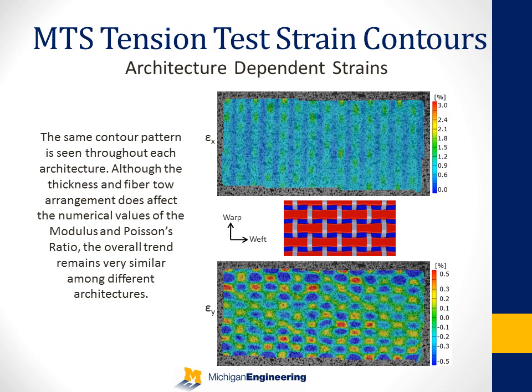MTS tension test strain contours. These images show you that the strains that occur are dependent upon the architecture. The top image shows you that wherever there's a green is where the Z fiber is weaving in or out.